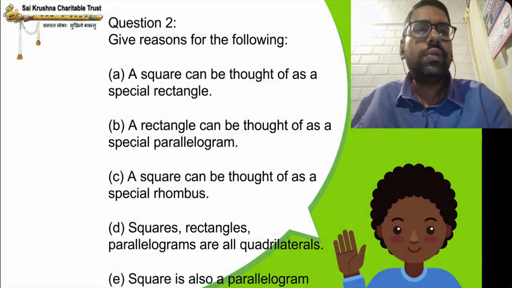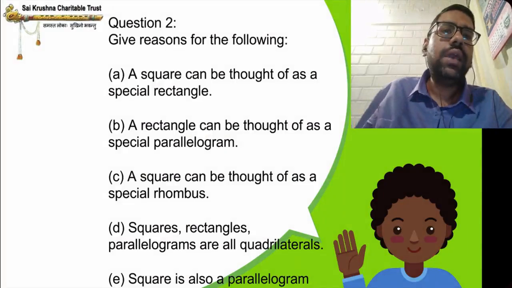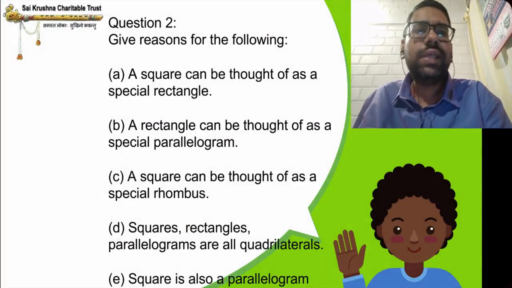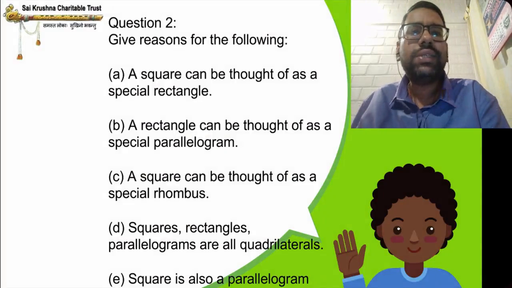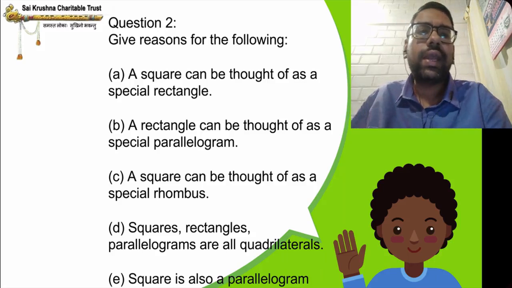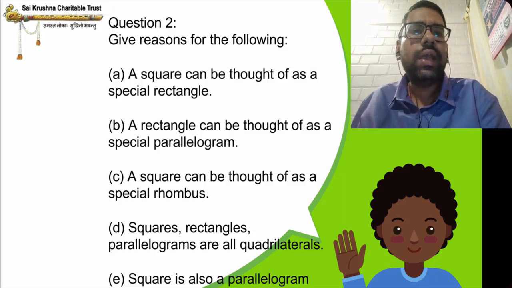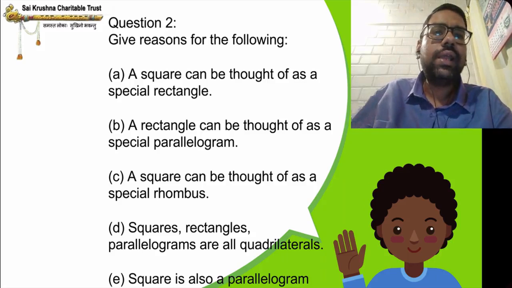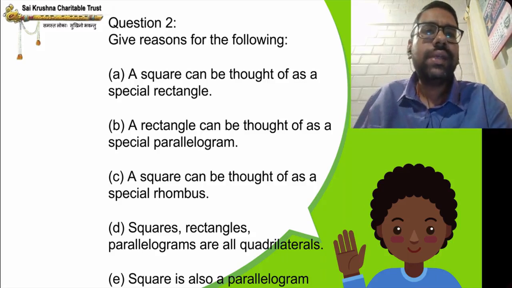Now we'll go to second question. Give reasons for the following. A: A square can be thought of as a special rectangle. You have to give reason. B: A rectangle can be thought of as a special parallelogram.